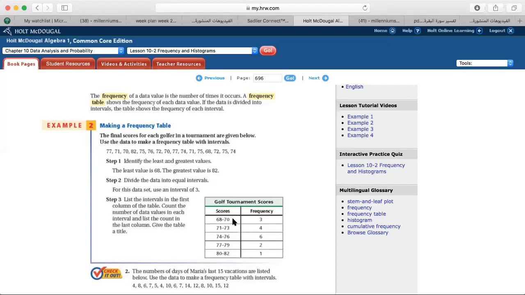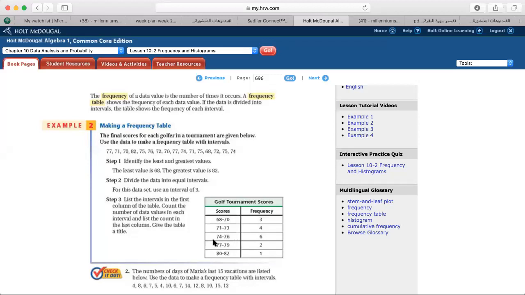68, 69, 70. Then after 70, I have 71, 72, 73. Count them on your fingers. 71 is included and 73 is included. After that, 74, 75, 76. 74 and 76 are included.